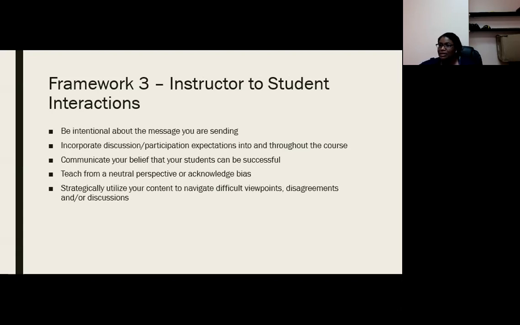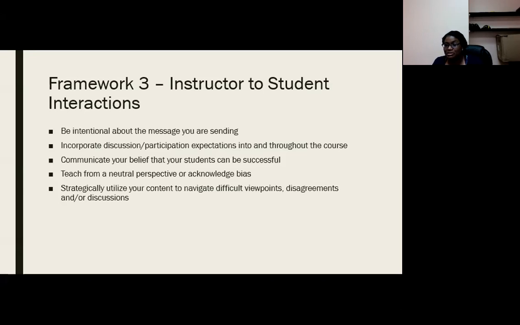The third framework is looking at instructor to student interactions. I want to make sure that we have some time for questions. So when you're looking at the type of interaction that you have between the instructor and the student, make sure that you're intentional about the message that you're sending. What I mean by that is make sure that you pay attention to things like your body language. Sometimes, because I teach a class that goes from 6 to 9, sometimes I'm tired. And I have to be very intentional about sitting up in my chair or making sure that the sound of my voice isn't like this, because that's how I feel on the inside, right? So I want to make sure that I'm very intentional about the message that I'm sending to my students.